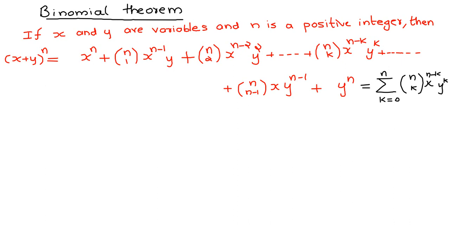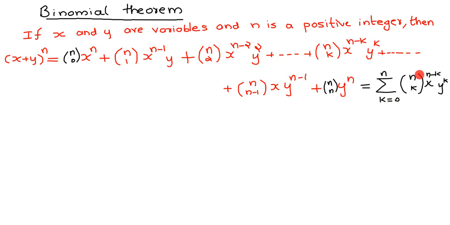Listen here, substituting k is equal to 0, that is nC0 here, we can write nC0 here or nCn here, no problem, because nC0 and nCn are ones. So nC0 x raised to n minus 0 into y raised to 0 is 1.